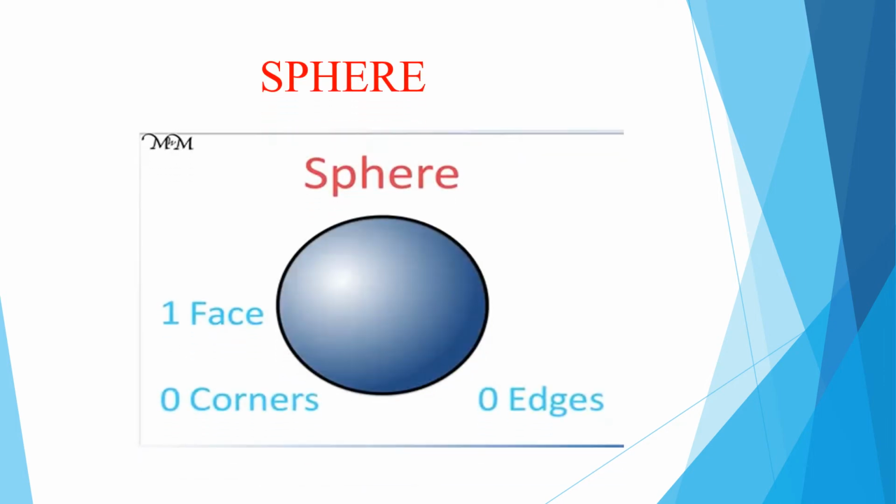Dear children, now let us see how many faces, edges and vertices a sphere has. A sphere has 1 face, 0 corners and 0 edges. Since sphere does not have any edges, so it does not have any vertices. Therefore, sphere has only 1 face.